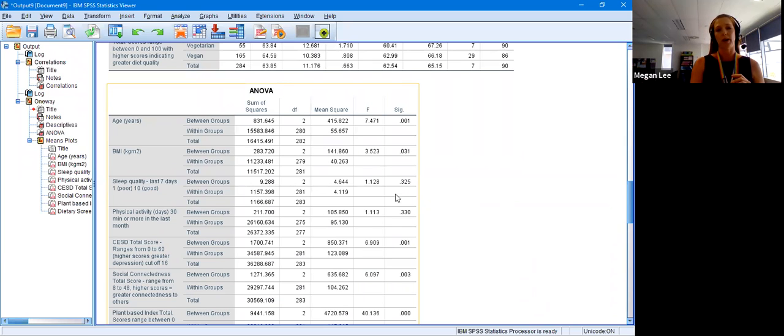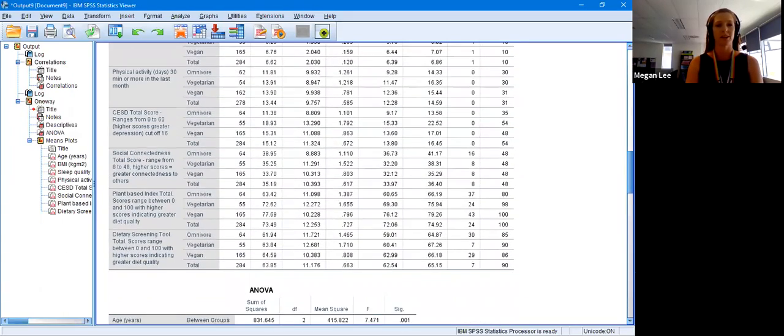So when I am considering whether or not to use sleep quality in my inferential analysis, I would exclude it now because there's no significant difference between the groups. So it would not be something that I would use in my inferential analysis. And it's a covariate that I'm not going to adjust for because I already know it doesn't really have an effect.